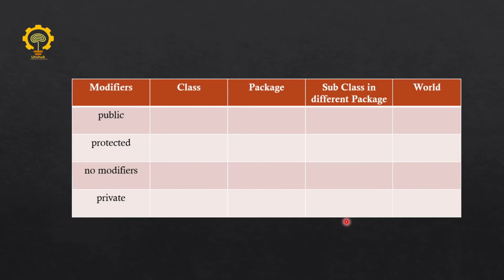Here is one table that defines more about the access modifiers in Java. Whenever the public access modifier is defined, it is visible to the class, package, subclasses, and the world. Whenever we define protected, it is only visible to the class, package, and subclass, but it is not visible to the world. That is, it cannot be accessed beyond this. No modifier refers to the default, and by default it is only visible to the class or inside the package, which can also be called package private. And if we define private, it can only be accessed within its own class.